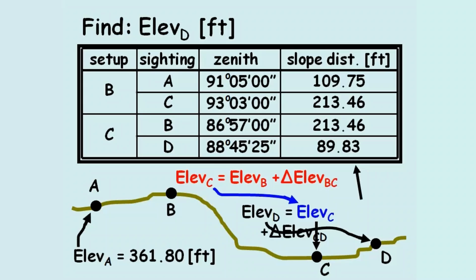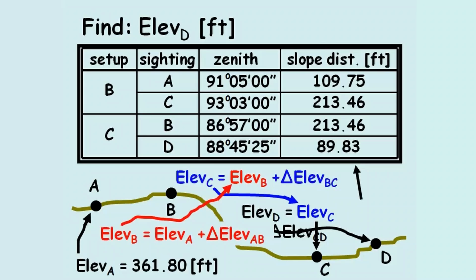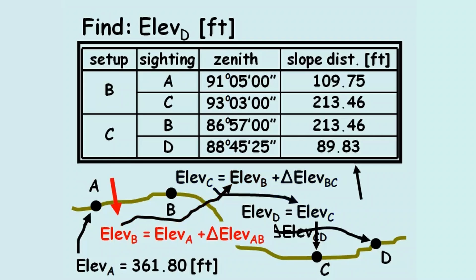And finally, we can find the elevation at point B by adding the elevation at point A to the change in elevation from point A to point B. We will solve this last equation first, because the problem provides the elevation at point A. And the change in elevations for all three courses can be calculated using the survey data.